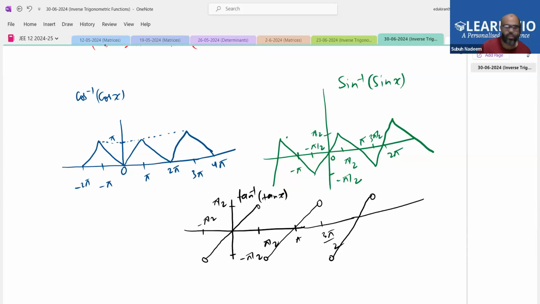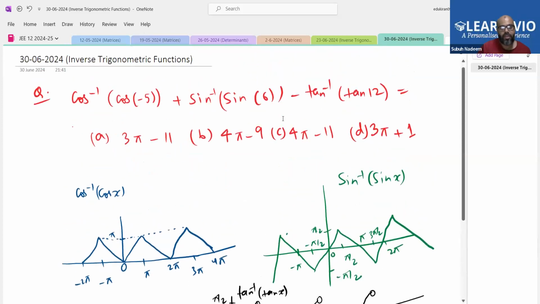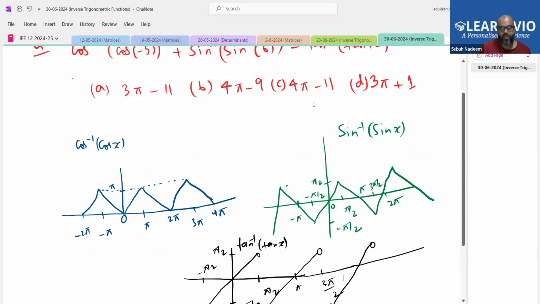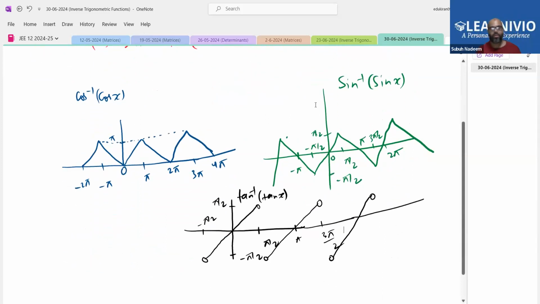So first draw these graphs and do all the labelings. Then try to do this question, and then we will discuss. So first draw these graphs.